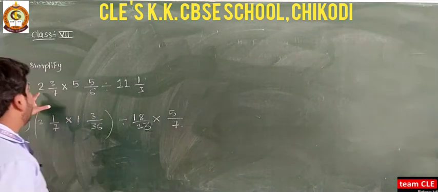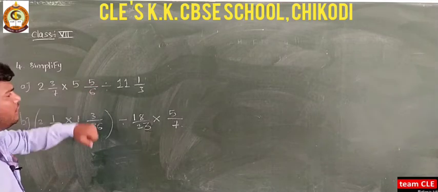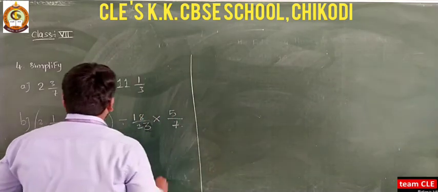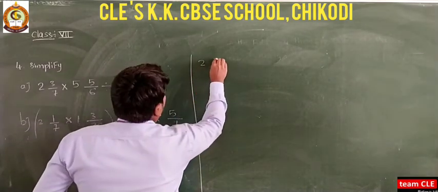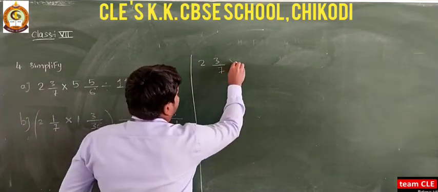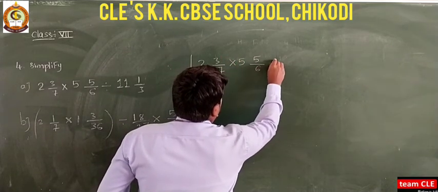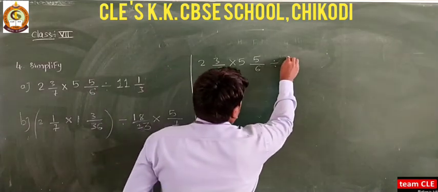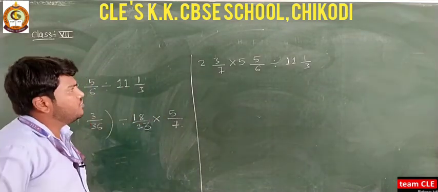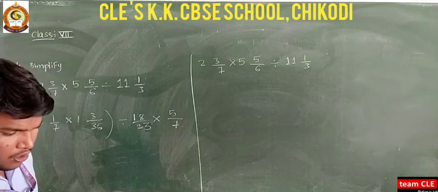The first question says 2 integer 3 by 7 into 5 integer 5 by 6 divided by 11 integer 1 by 3. Okay dear students, I am going to solve it here. The question says (2 integer 3 by 7 into 5 integer 5 by 6) whole divided by 11 integer 1 by 3. So this is your given question.